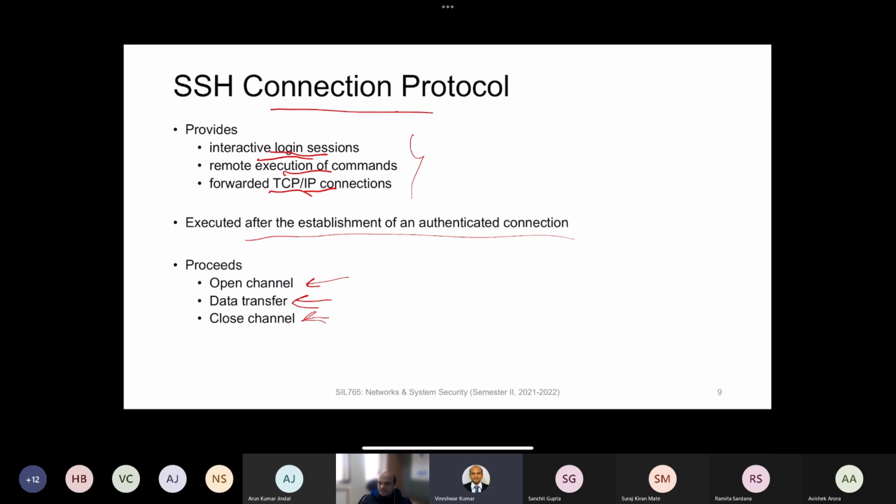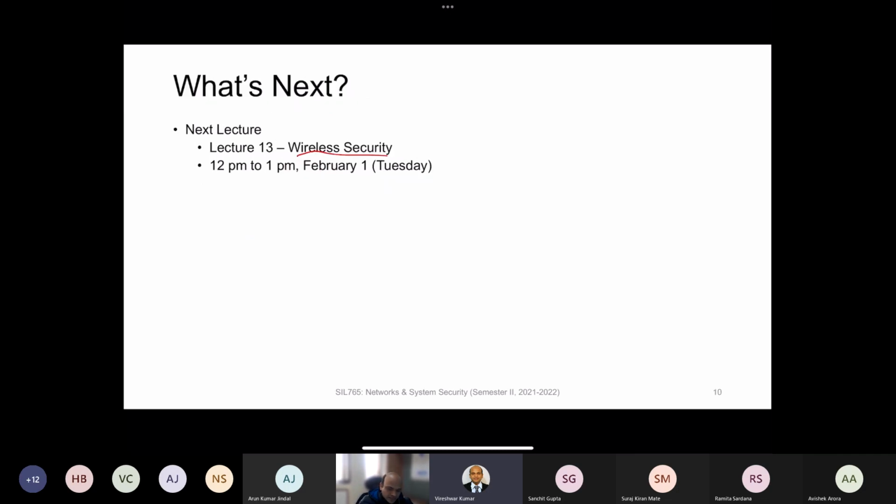Okay, so that is the end of our discussion about SSH. The next class will be related to wireless security. If you have any question related to TLS, HTTPS, or SSH, please feel free to tell me.